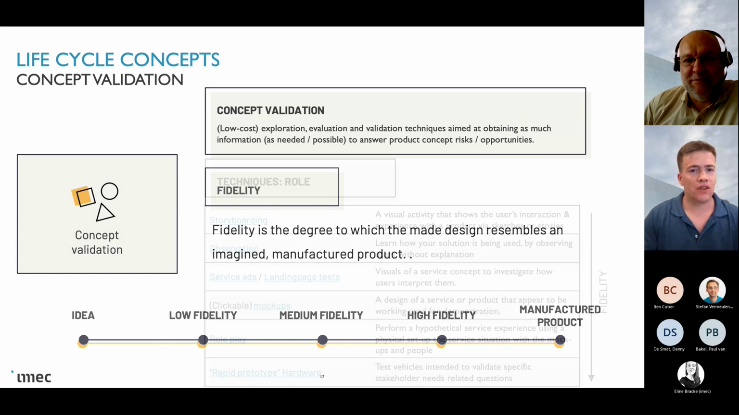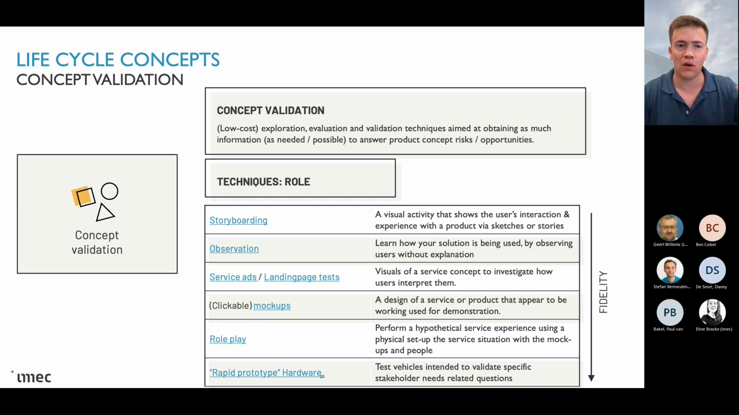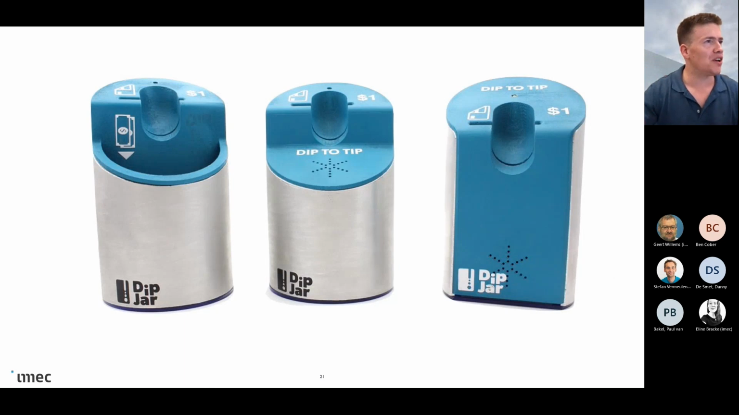Yeah, I'll just continue. So these are a whole set of typical techniques that we suggest you use for discovering the role of the smart product concept you have in mind. Typically storyboarding, you can observe how stakeholders do that. But I'm actually going to use the dip jar example. I'm sorry, it's not a smart coffee machine, but you can look for this online as well. So dip jar is a way to tip with a credit card or a debit card.